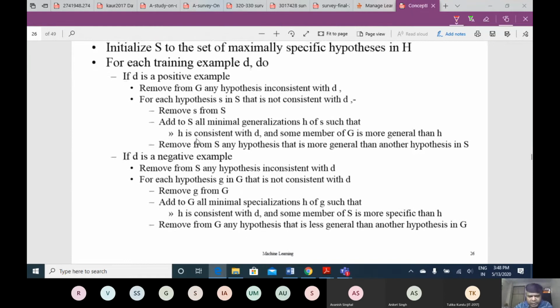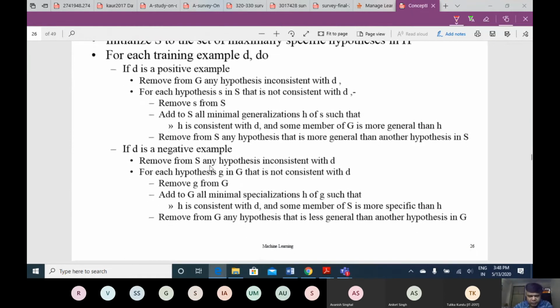And similarly, for each negative example, we will remove from the specific hypothesis set which is inconsistent with that particular example, and we will improve our general hypothesis set so that it excludes this negative example. So whenever we find a negative example, that means we are trying to restrict our general hypothesis.